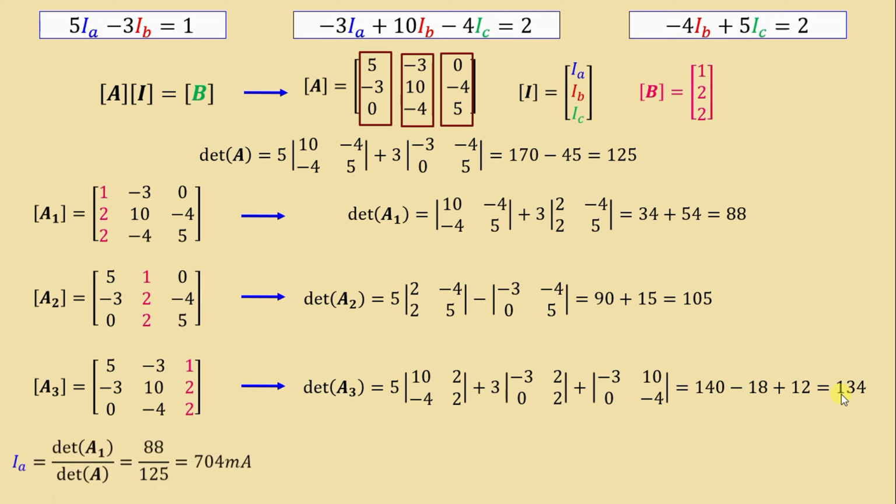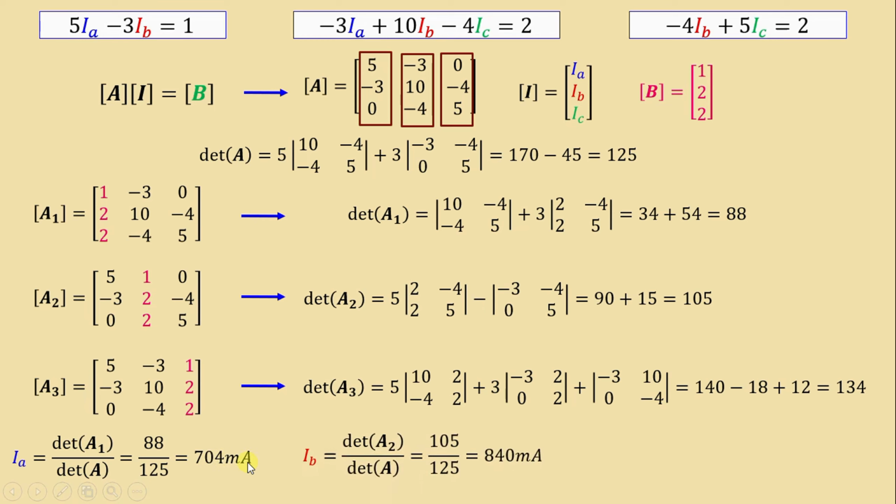We go now to calculate IA, which is given by determinant of A1 over determinant of A, equal to 88 over 125, equal to 704 milliamps. IB is given by determinant of A2 over determinant of A, equal to 105 over 125, equal to 840 milliamps. And finally, IC is given by determinant of A3 over determinant of A, equal to 134 over 125. We get 1072 amps.